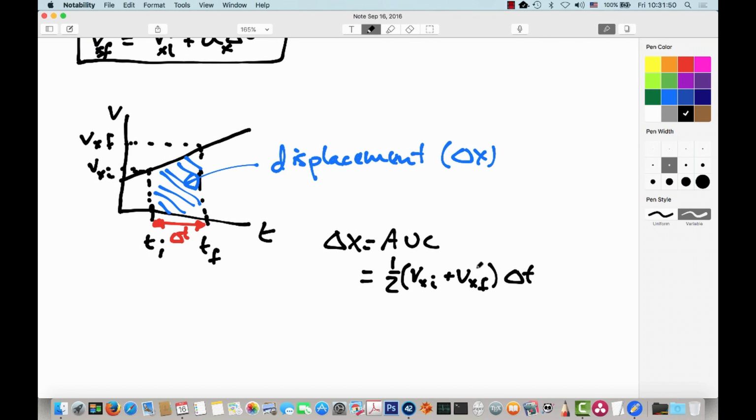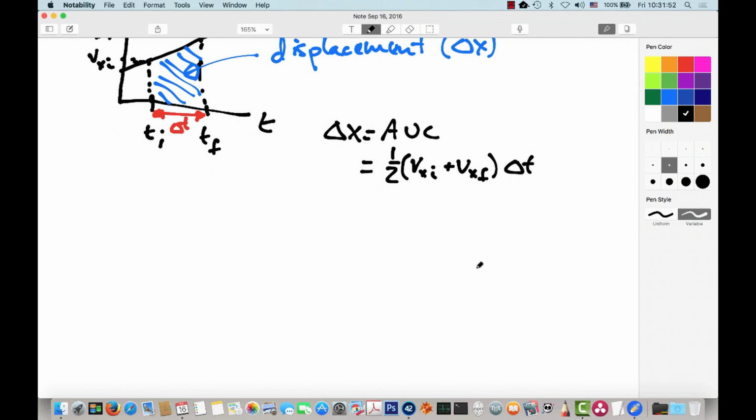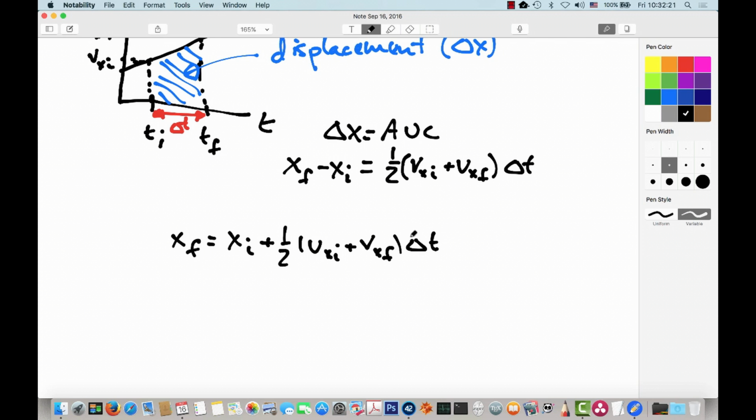Okay, so we're pretty close to the usual way this gets written. The main thing to note here is that the displacement is the change in position. The change in anything is the final minus the initial, so x final minus x initial. So the usual way we write this is we add x initial to both sides and write this as x final equals x initial plus 1/2 (Vx initial plus Vx final) delta t.